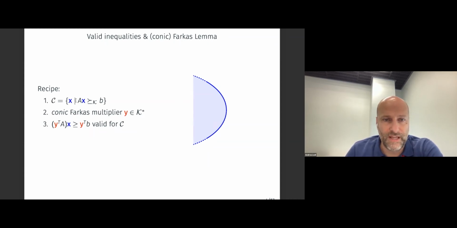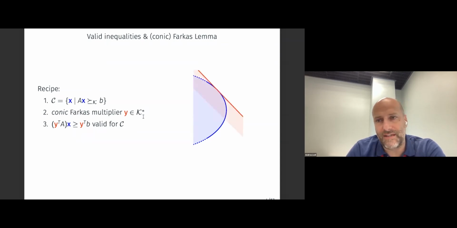So given a feasible set, which is given by x with the set of conic constraints Ax greater or equal than b, and we have multipliers y, which belong to the dual cone, then I can produce any valid inequality by just doing y transposed A times x greater or equal than y transposed b. So this is the extension of Farkas lemma essentially to the conic case.